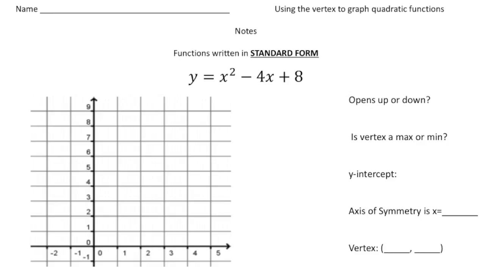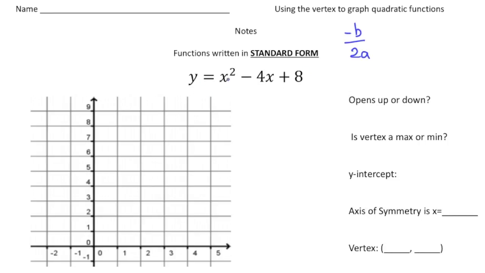This is a video about how to graph quadratic functions using the vertex. In order to graph a quadratic function using the vertex, you have to know the location of the vertex. And to find the location of the vertex, it's going to be negative b over 2a. And that will give us the x value of the vertex.